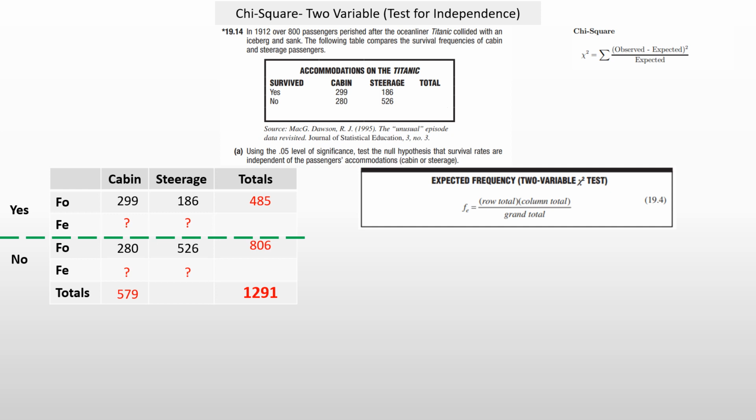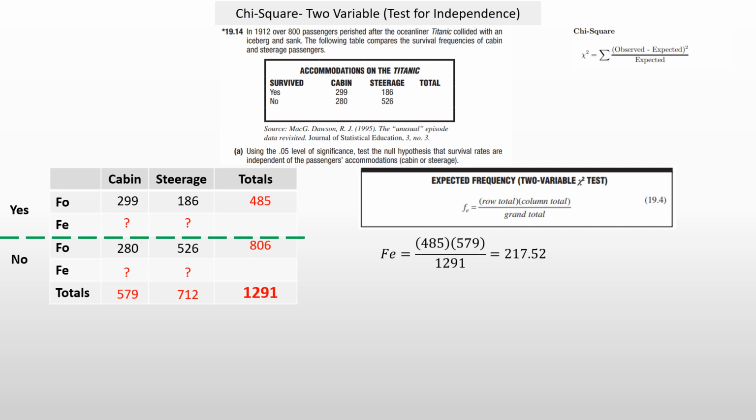Then you do the columns, 299 plus 280, you get 579. And then you do the same for the next column, 186 plus 526, you get 712. So you now have your totals: your row totals, column totals, and grand total. You're ready now to use that formula to find the question marks, the FEs, the expected values, which you need for the chi-square formula in the top right.